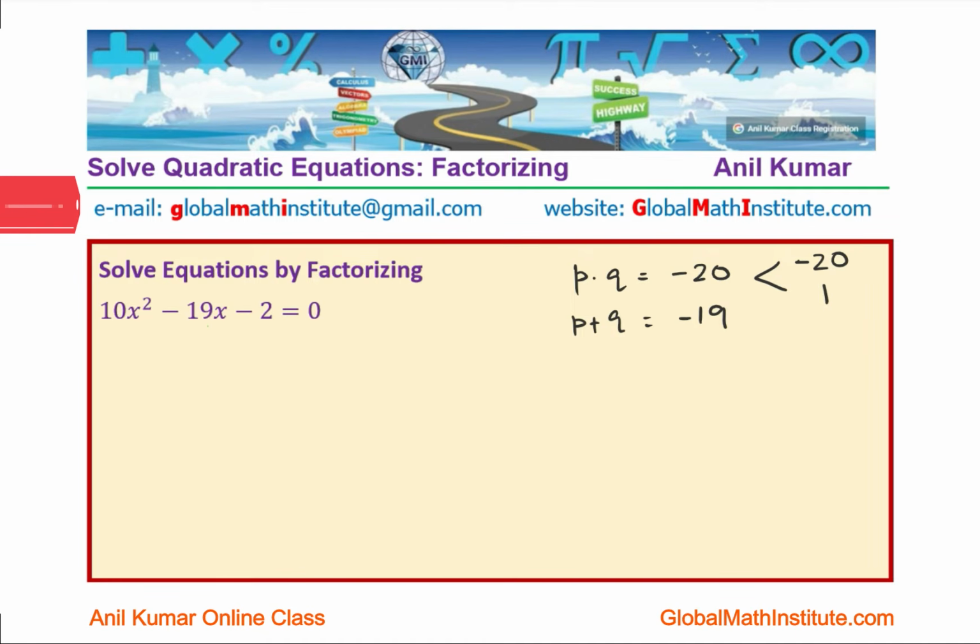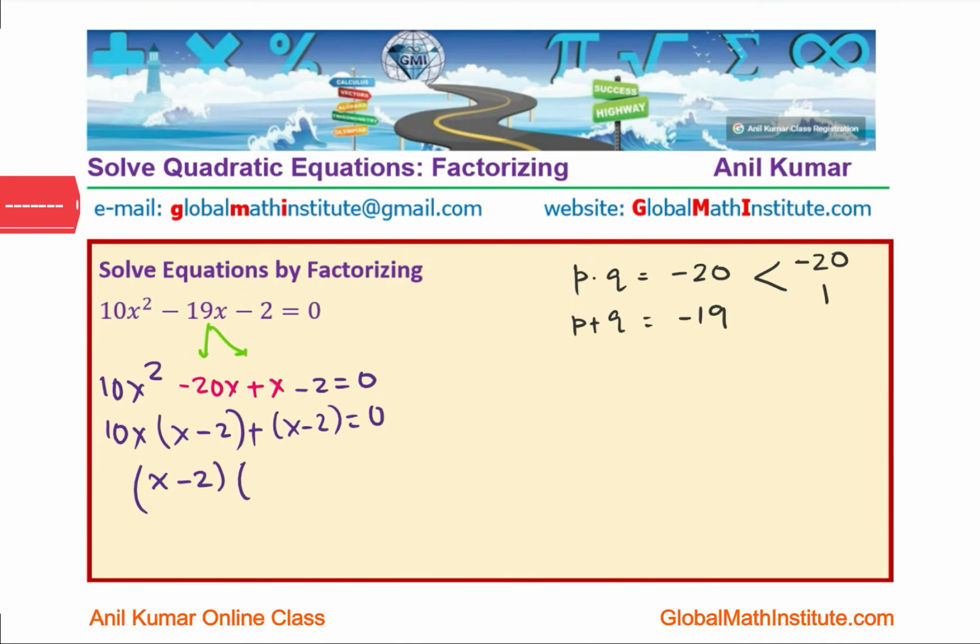So we'll split this 19x into two parts, which are minus 20x plus x, and rewrite the whole expression, which is 10x squared minus 20x plus x minus 2 equals to 0. Now let's group: 10x squared minus 20x, 10x is common. We get x minus 2. Here we have plus common and we get x minus 2 equals to 0. And that gives us x minus 2 times 10x plus 1 equals to 0.